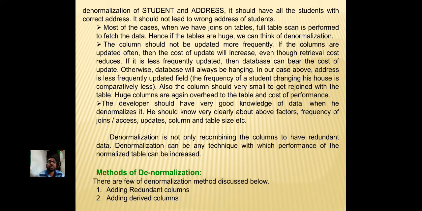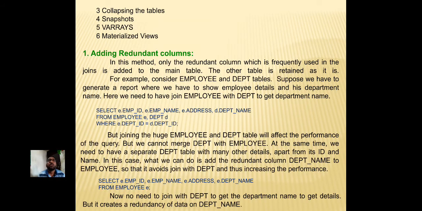Methods of denormalization. There are a few denormalization methods discussed below. First is adding redundant columns, second adding derived columns, third collapsing the tables, fourth snapshots, fifth VARRAYs, and sixth materialized views. First, let's describe adding a redundant column. In this method, only the redundant column which is frequently used in the join is added to the main table. The other table is retained as it is.